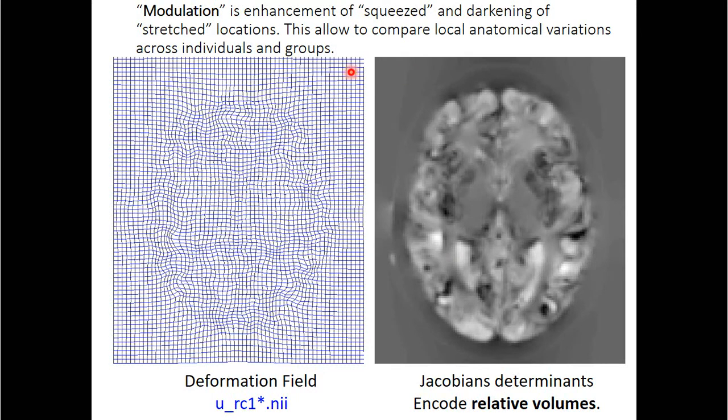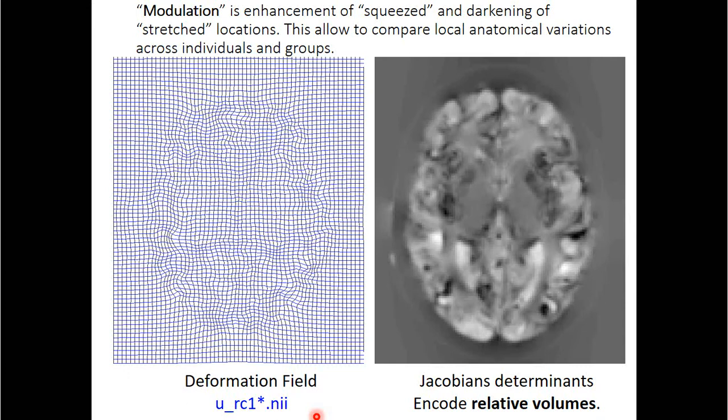So this is a slide dedicated to modulation. As I told you before, the volume is locally enhanced and locally suppressed as a function of the deformation field, which is encoded in this U underscore file. For each subject, one file. So the deformation going from the gray matter of the subject towards the gray matter of the template. The local template. Yes, exactly.